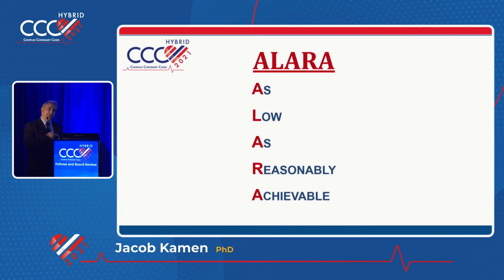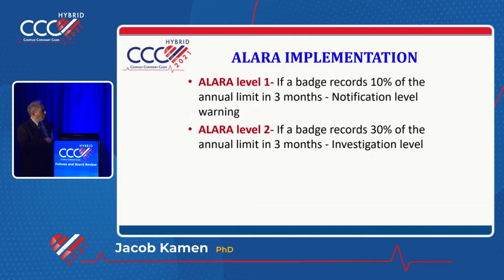The basic fundamental of a radiation safety program is ALARA. It stands for as low as reasonably achievable. Different regulations say differently how to implement it. In New York City, they say level 1 and level 2. Level 1, if you get 10% of your annual exposure in 3 months, which is about 125 millirem, then you get notification. Level 2 is 30%, then you get investigated.